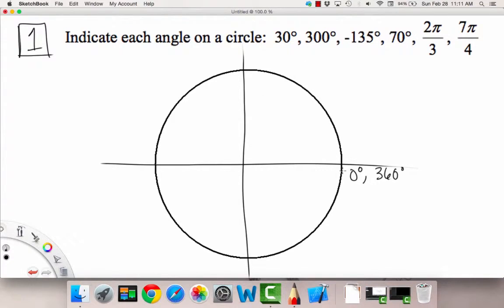So when we're here, we're at either 0 or a full circle around, which is 360. We also have 90 degrees, which gives us a quarter. 180 over here gives us half the circle. 270 is down there.